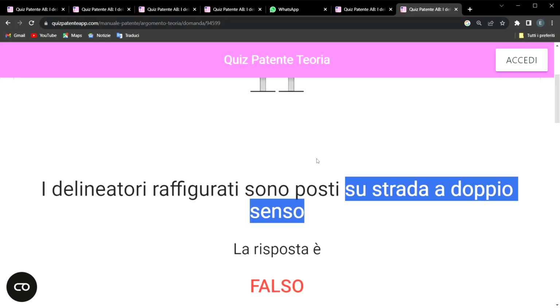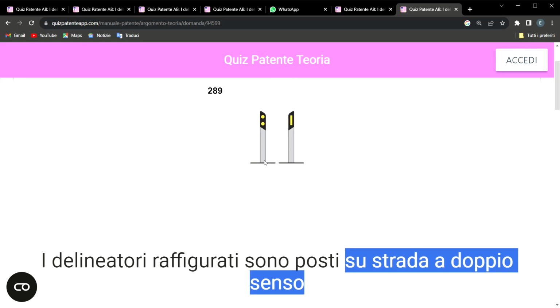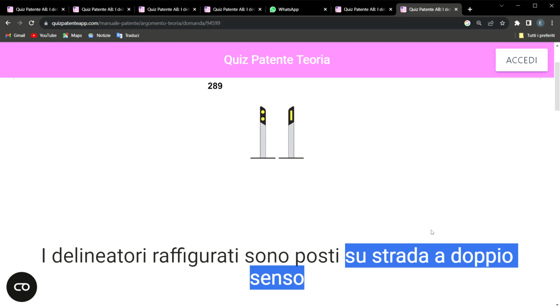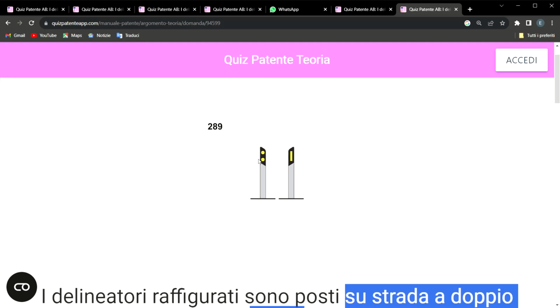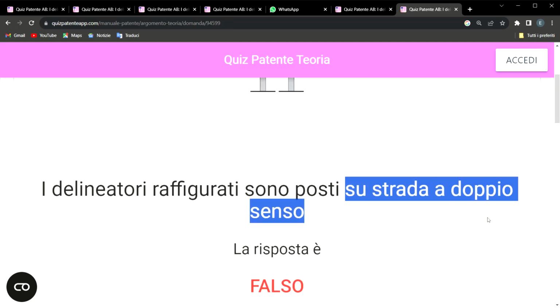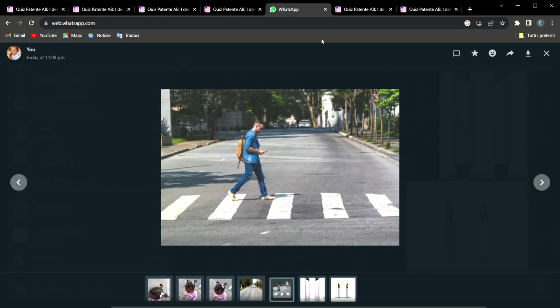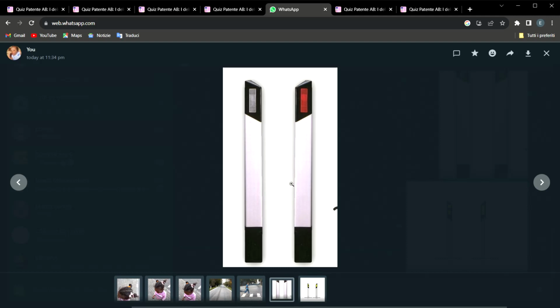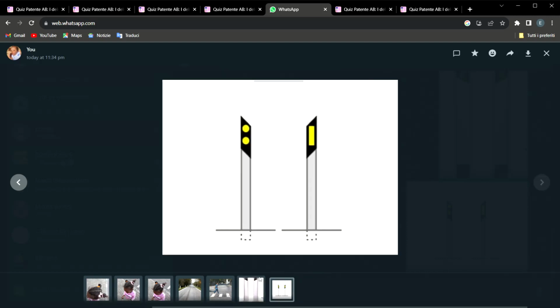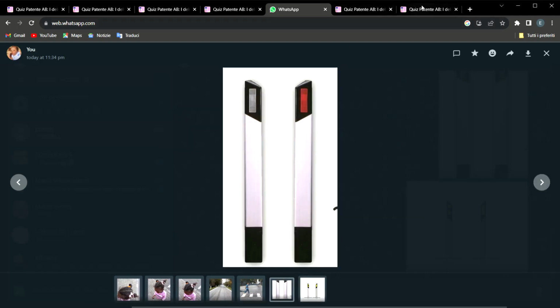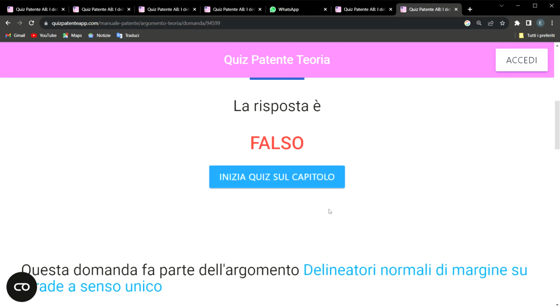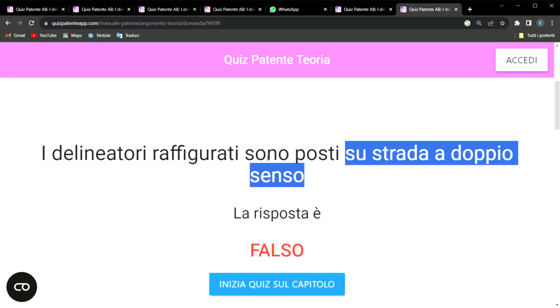So when we are talking about this one, it is always found on senso unico, while the one that has red and white reflection is always found on doppio senso. In a situation whereby they say that this very one is found on doppio senso, it is vero, but if they say that this very one is found on senso unico, it is falso. So this one is for senso unico, while this one is for doppio senso. So this is the reason why this one is falso.